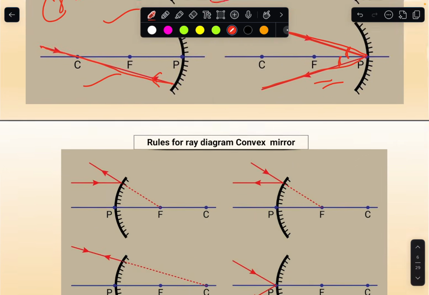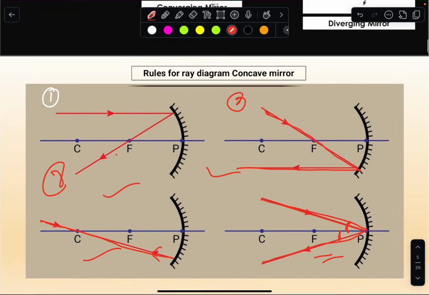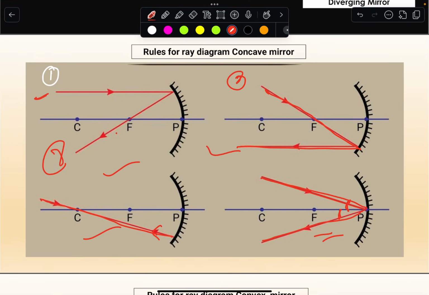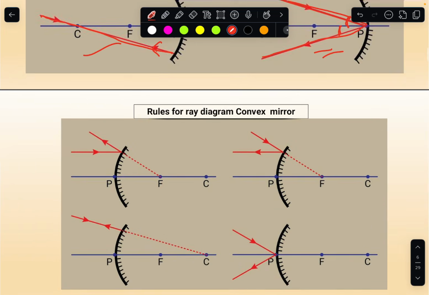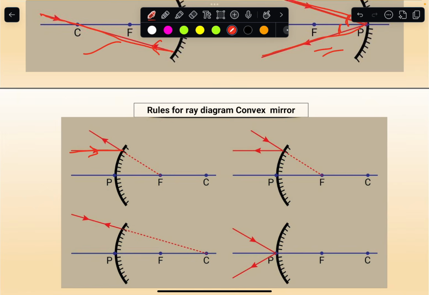Now we have the convex mirror. Whatever is happening in concave, here it will appear like that. How can we say? Rule number 1: what was rule number 1? Whenever a ray of light comes parallel to the principal axis, it passes through the focus. Here, whenever a ray of light comes parallel to the principal axis, it appears as if it is passing through the focus. If you keep one finger on this incoming ray, you will see that this dotted line comes through the focus.